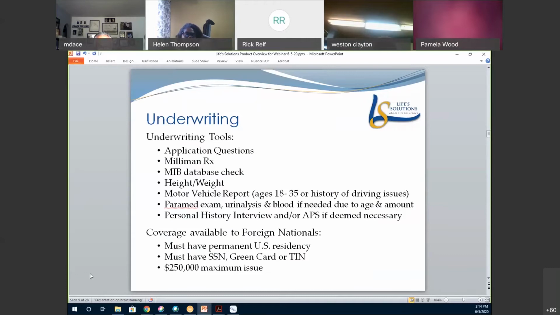Let me draw your attention to the bottom of the slide, though. I'm really excited to talk about, we do make coverage available to foreign nationals, people that have emigrated here from other countries. They have to show us they have a permanent residence, they've been here for a while, they're established, they have a job, they have a residence they've been established at. They must have either a social security number, a green card, or a tax ID number. And we will issue up to $250,000 on them, which is very competitive in the market these days.